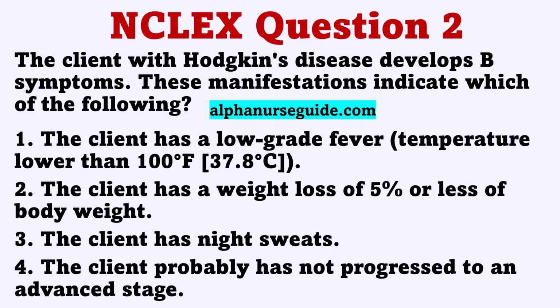The correct answer is 3. A temperature higher than 100.4 degrees Fahrenheit, profuse night sweats, and an unintentional weight loss of 10% of body weight represent the cluster of clinical manifestations known as the B symptoms. 40% of clients with Hodgkin's disease have B symptoms, and B symptoms are more common in advanced stages of the disease.